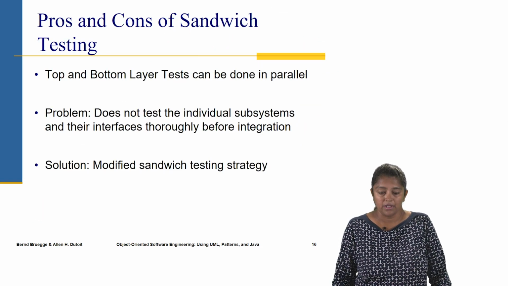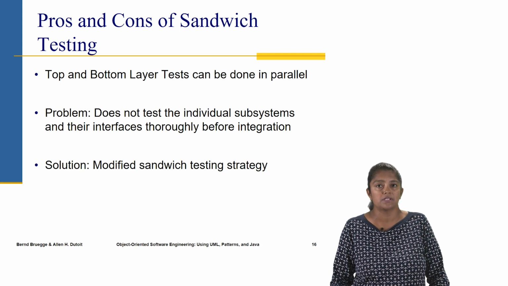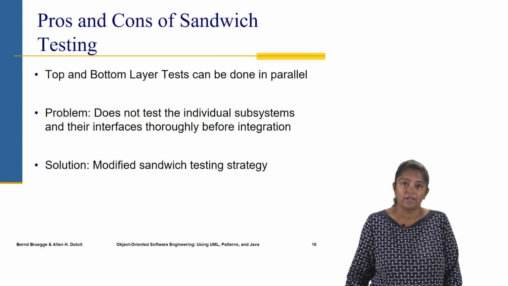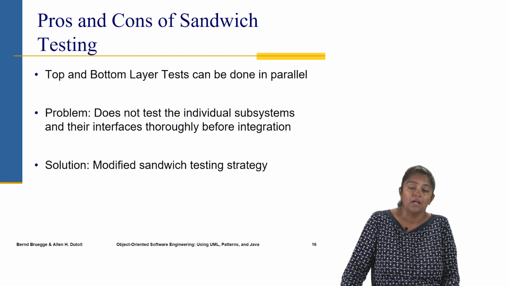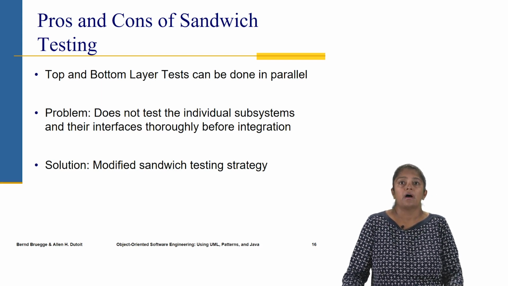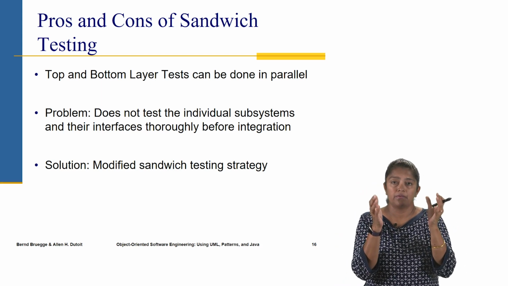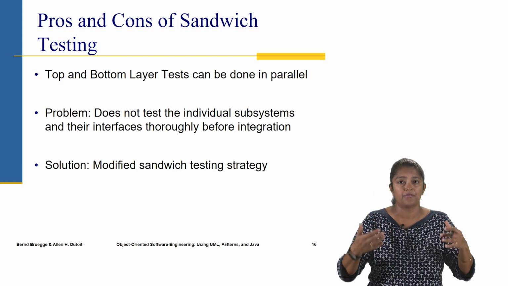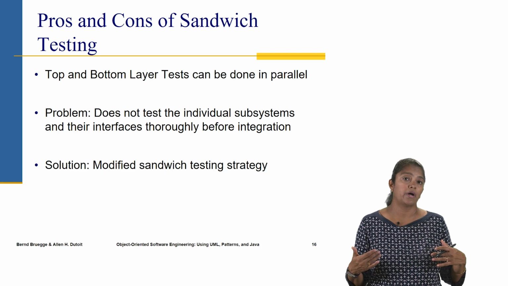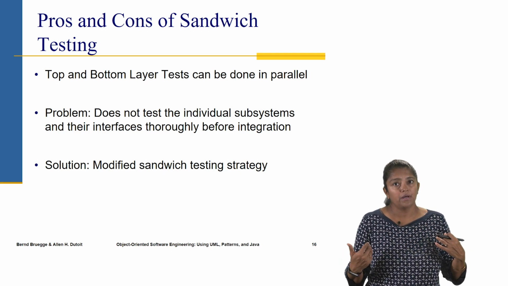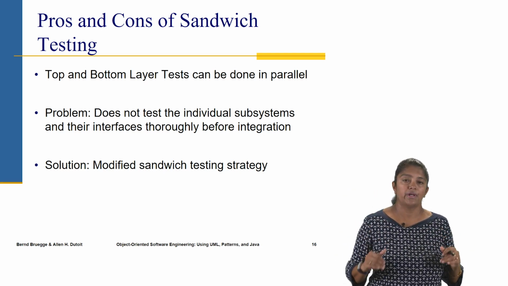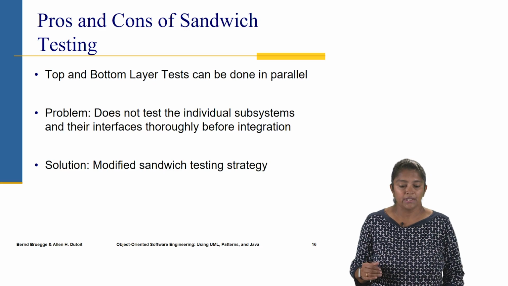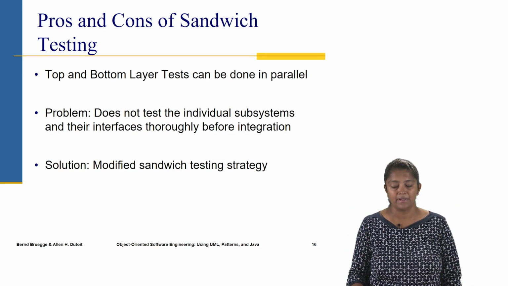So that's called the sandwich testing strategy. The nice thing about this is that both the top and the bottom layer tests can be done in parallel. So if you have a system where our topmost layer with heavy user interfaces is important and that gets tested first, and say performance requirements are also strict, then the bottom layer also gets tested. So both of them are done in parallel, and then we converge with the middle layer.